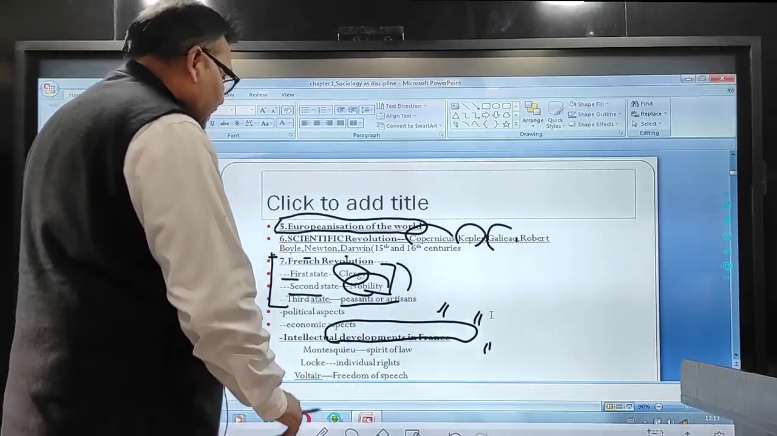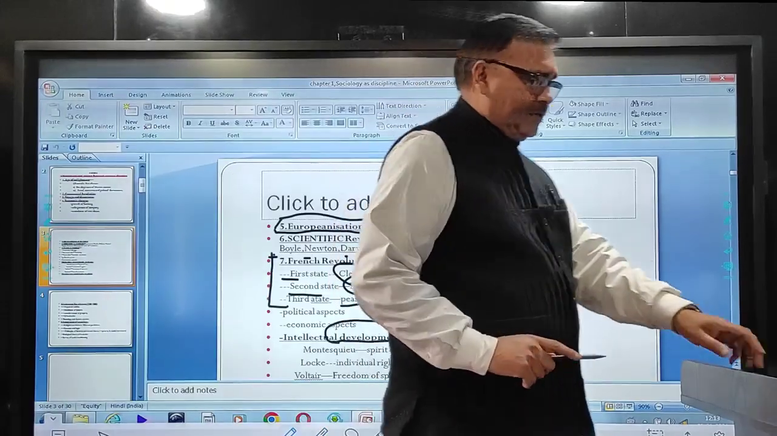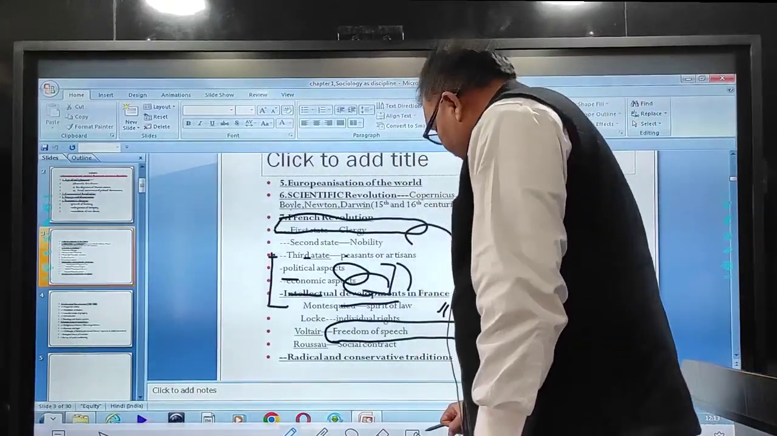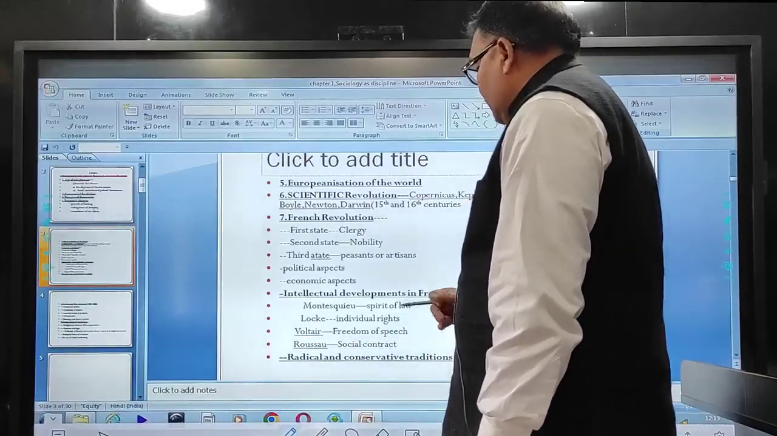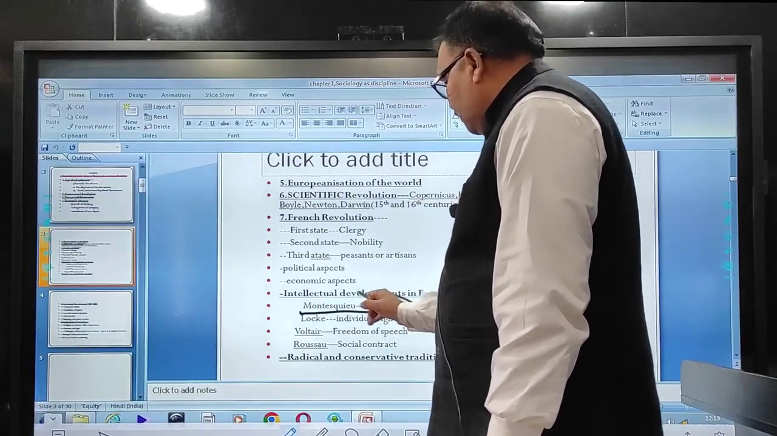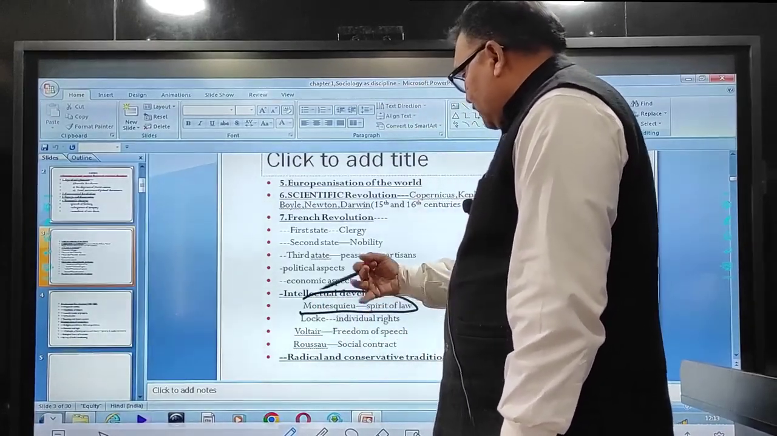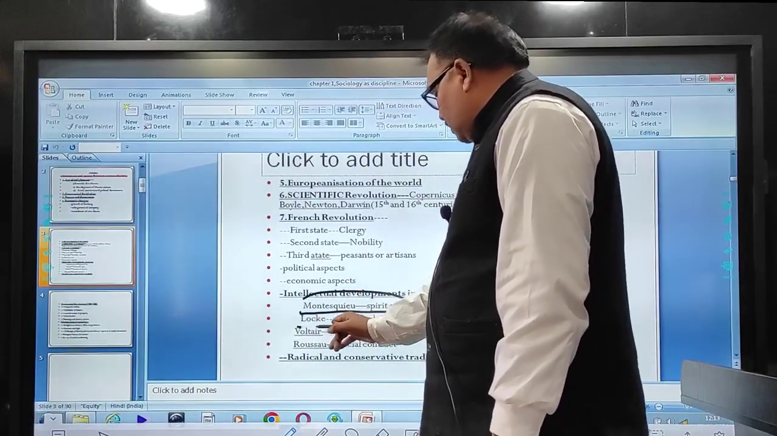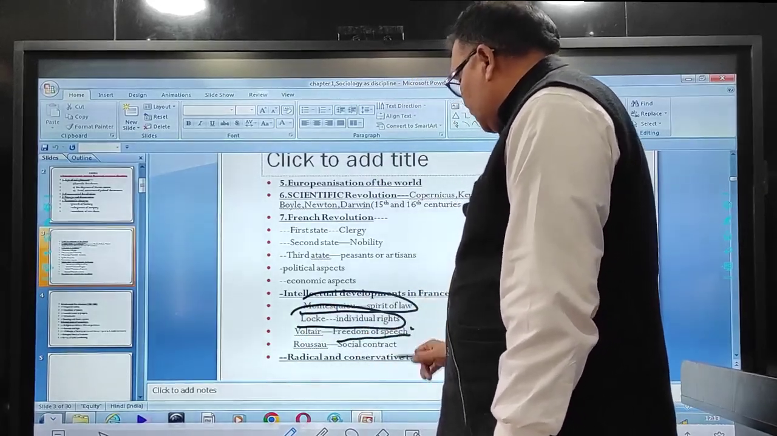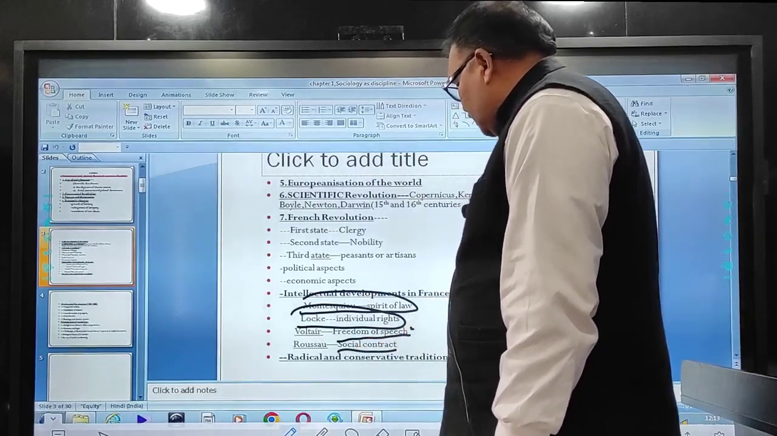Then the intellectual revolution, there are so many types you can see. Intellectuals emerged here. These are intellectual persons. They started a logical way, Montesquieu, The Spirit of the Laws, new ideas, new things about the law. Law, individual rights, it focused. Voltaire, freedom of speech. Rousseau, the social contract.